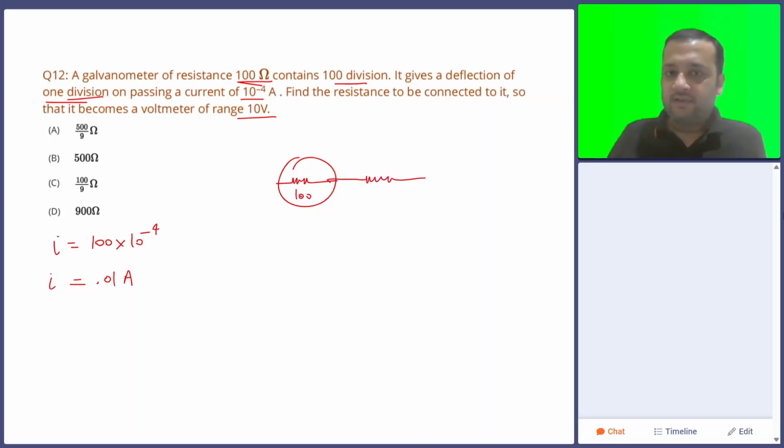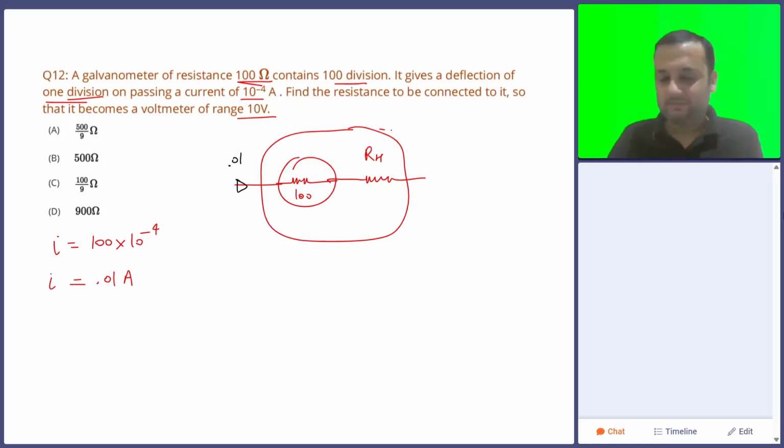Suppose we attach a very high resistor R high here. We have to find the value of this R high. Now this becomes a voltmeter, and this should be able to measure the 10 volts. That means the potential difference across this should become 10 volts when the maximum current of 0.01 ampere is passing.